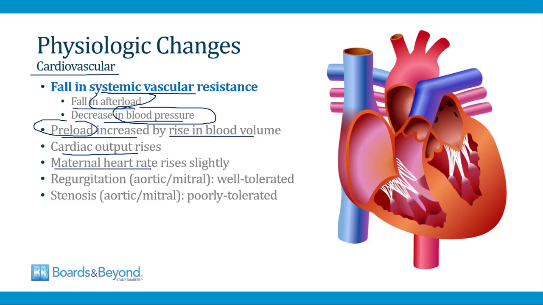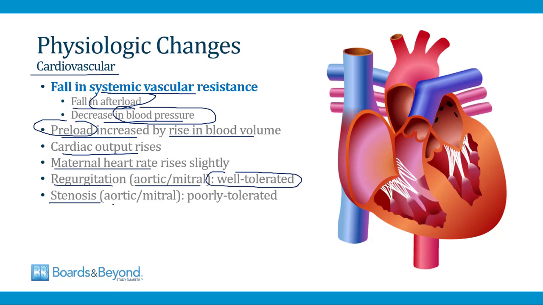If women enter pregnancy with valvular heart disease, it's super high yield to know that regurgitation lesions like aortic regurgitation and mitral regurgitation are generally very well tolerated in pregnancy, and that's because the afterload falls, and that leads to more forward flow and less regurgitation backwards.